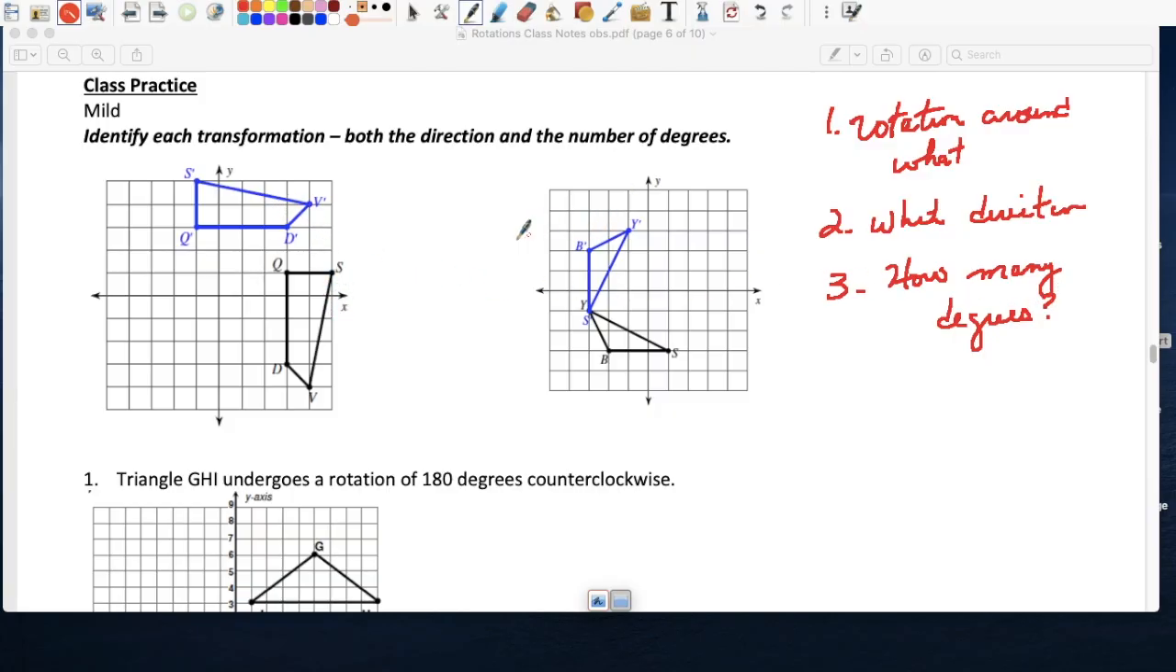Remember, when we did translations, it's the same thing. We look at the letter. So pick a letter. I don't know, Q, S, D, V. Pick one. It doesn't matter which one. I'm going to pick Q right here. This one says Q and this one says Q prime. So obviously, this shape right here is the original one, and this one is the image after the rotation. So this is the copy, the image. Okay. So this is the original.